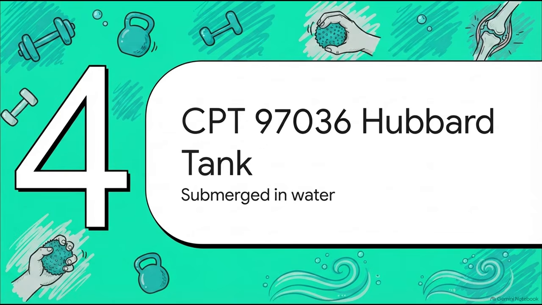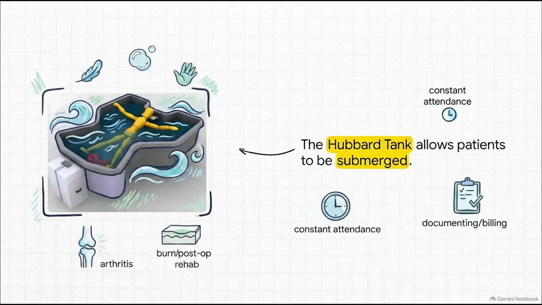Let's move on to Section 4 and introduce our final constant attendance modality of the day, CPT 97036, the Hubbard tank. And this brilliantly illustrates exactly what we're talking about. A Hubbard tank is essentially a massive, highly specialized hydrotherapy tub that allows a patient to be completely submerged in water. This full-body immersion physically supports the patient, which dramatically reduces the gravitational stress on their joints and muscles. It's a very intensive therapy, and it's typically used for patients dealing with severe mobility issues, extensive burns, widespread arthritis, or intensive post-op rehab where they simply can't tolerate normal land-based therapies.